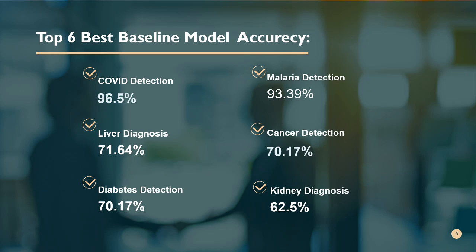Okay, and this is the accuracy that we have got. These are like baseline models, we can say. I have not hyper-tuned everything, and we can do a bunch of stuff with these models to get the accuracy higher. But right now we have COVID detection with 96.5%, then malaria with 93.39, then liver disease detection, which is 71.64, cancer detection, which is 70.17, diabetes is 70.17, and kidney is 62.5 right now.